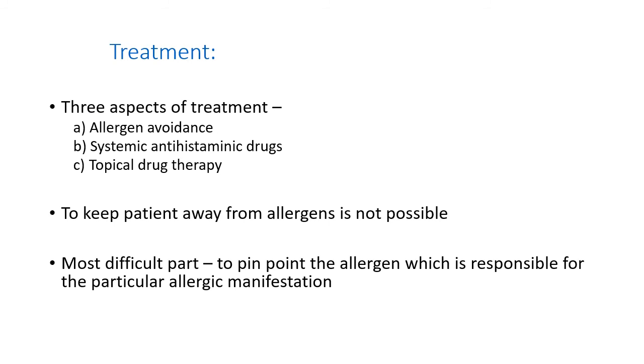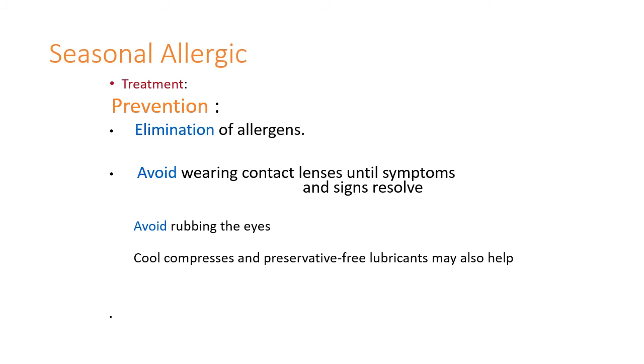So what is the treatment? The three aspects of treatment are allergen avoidance, systemic antihistaminic drugs you can give, or topical drug therapy. To keep the patient away from the allergen is not always possible. It is the most difficult part to pinpoint the allergen which is responsible for the particular allergic manifestation. So in seasonal allergic conjunctivitis, you can have prevention, that is elimination of the allergen. Avoid wearing contact lenses until symptoms and signs resolve. This is education for the patient who is wearing contact lenses.